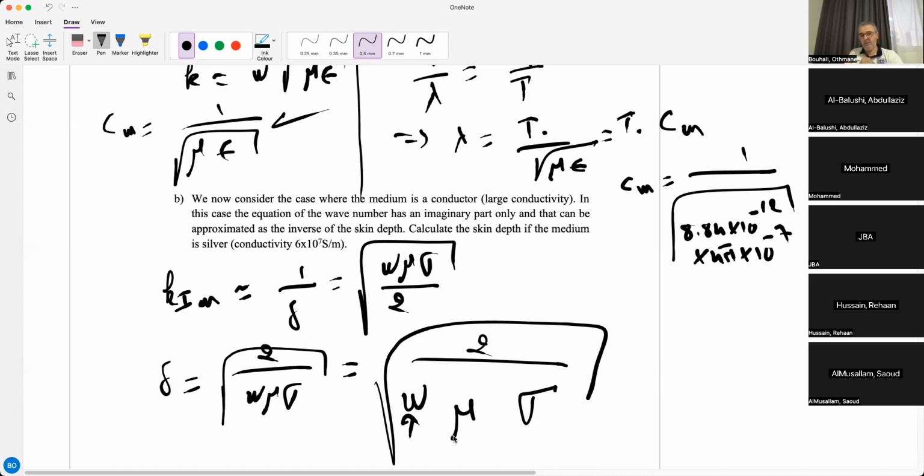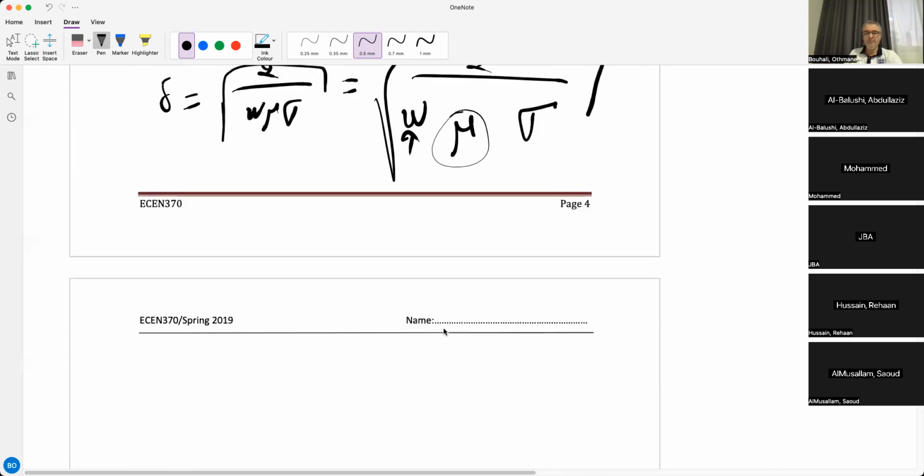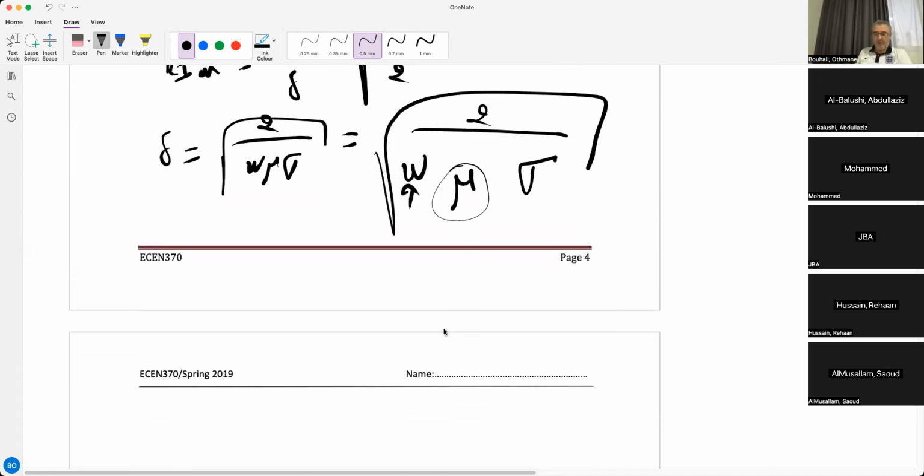because whenever I solve these kinds of problems, I remember the mistakes of previous students. Several students were asking me, we don't have the mobility. This is not the mobility, this is the permeability, and it is given, 4 pi 10 to the minus 7. So, okay, let's solve it.